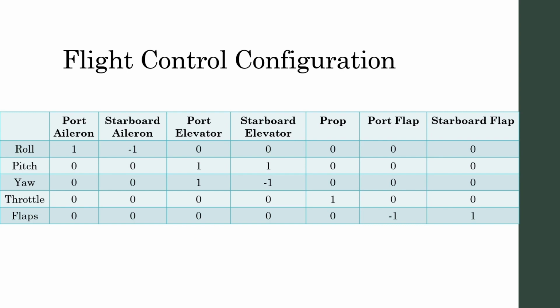The flight control configuration is shown here, and this includes the roll, pitch, yaw, throttle, and flaps for both ailerons, elevators, props, and flaps. And you can see that this is used for ensuring the pilot can control the aircraft in a way that the test can be completed.